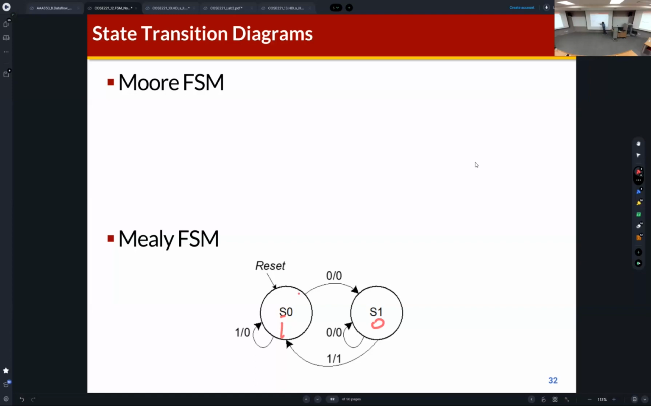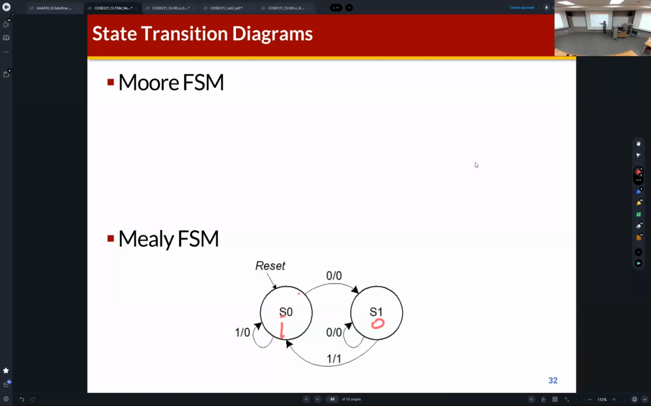Let us assume that the initial state is 0, so it's the initialized state. In the reset state, it becomes S0. Then the state is changing between S0 and S1 based on the input signal. In this transition, you can find two numbers, and in these two numbers, the left side number is the input signal, and the right side is the output signal.